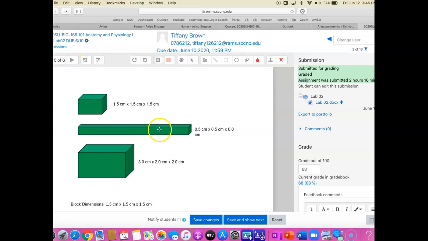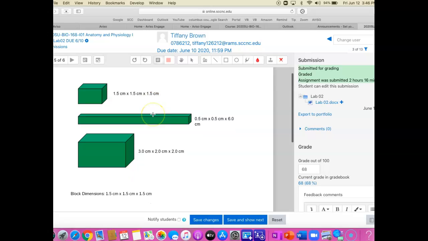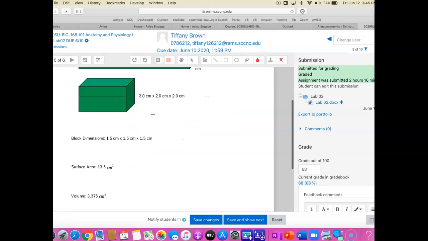And then this one was the one that you determined had the highest diffusion rate just by looking at it. However, if you were to determine your surface area to volume ratio, you would determine that this block here, the middle block, has the highest ratio, which I think was 8.33. Therefore, it is the answer, it's the cell that you're looking for.